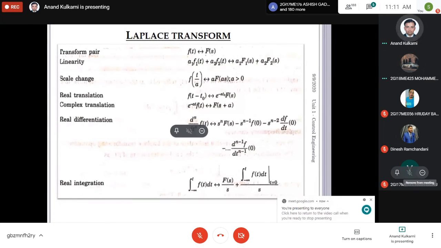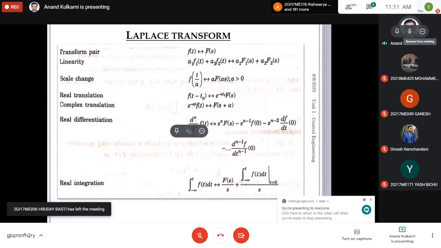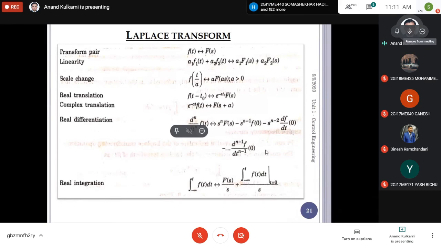Okay, I will come directly to the differentiation. Here you can see the differentiation is there. If you take a Laplace transform of a differentiation, that means d to the power n by dt to the power n of f of t becomes s to the power n into f of s plus so many initial conditions. We don't bother about that because initial conditions are 0.